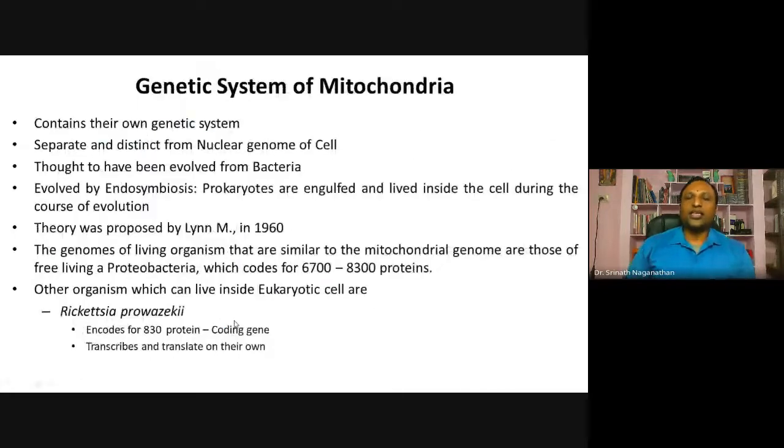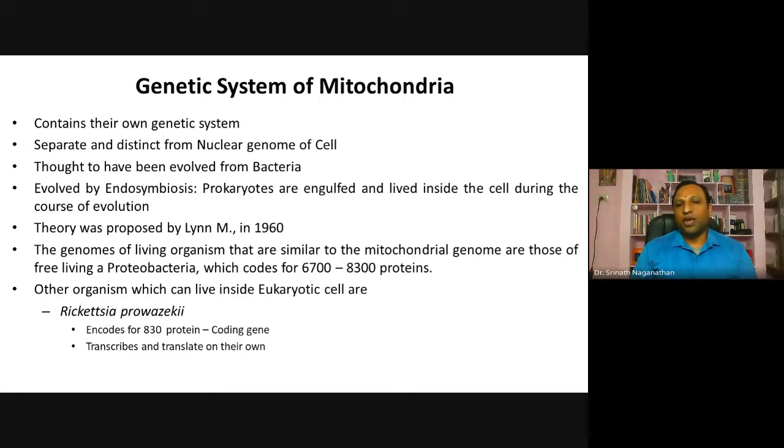If you see the genetic system of mitochondria, they contain their own genetic system. They are separate and distinct from the nuclear genome of the cell. They are thought to have evolved from bacteria millions of years ago by the endosymbiosis method. That is, prokaryotes were engulfed and lived inside the cell during the course of evolution. This theory was proposed by Lynn Margulis in 1960.